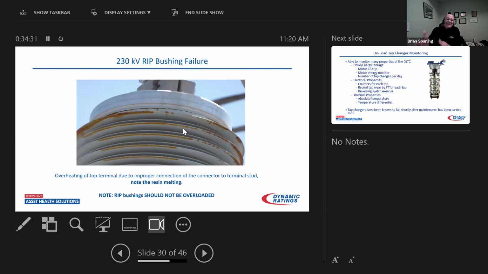Otherwise, you'll see something like this happen, where the resin will melt at a higher temperature. And Drew alluded to that. It will melt, and what you see here is a crack around the top and the resin coming out. Never overload an RIP bushing. This is what's going to happen. Those were the words directly from the ABB chap.